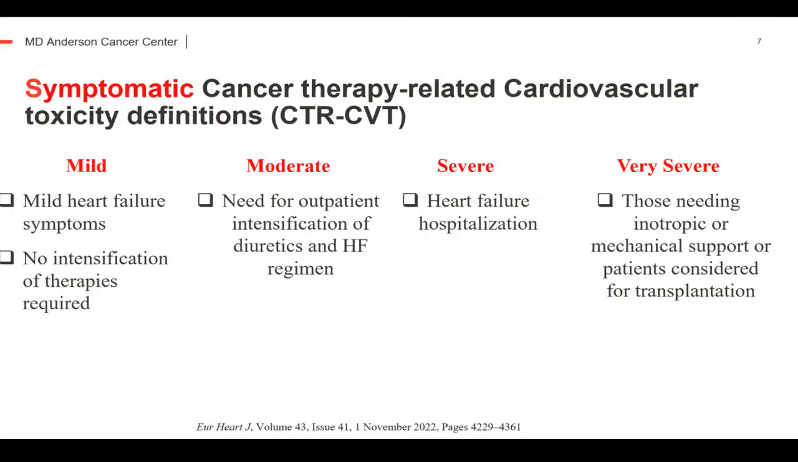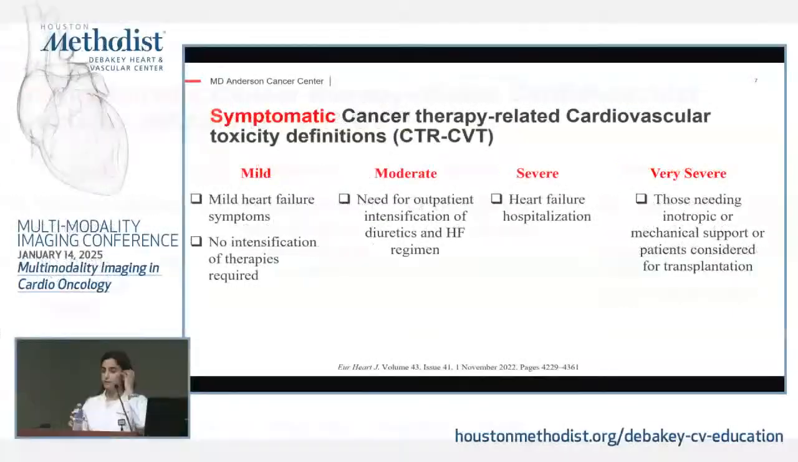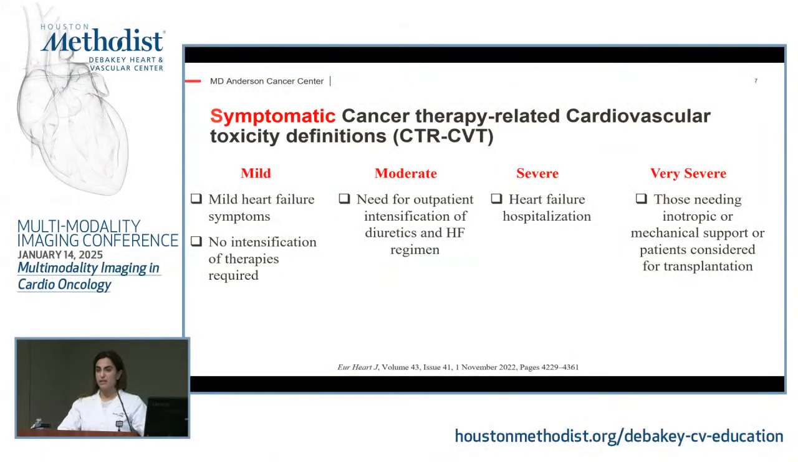And we talk about these definitions of symptomatic cancer therapy-related cardiovascular toxicities. These are actually the easiest ones to recognize. These are the patients that come into clinic or end up in the hospital with heart failure. And they're classified according to the recent consensus guidelines. Finally, we have some guidelines in this novice field that came to us from Europe and were published in 2022, if anybody is interested to review them. They're pretty good, but they're on a spectrum from mild to very severe.